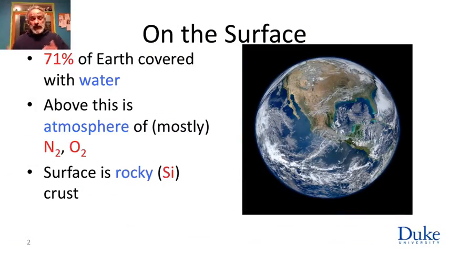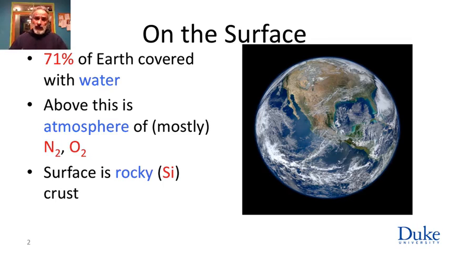So first thing you see when you look at Earth is that most of its surface is covered with liquid water. As we know, that means that it has an atmosphere because liquid water can't exist without it. And indeed, the Earth is covered with an atmosphere, mostly nitrogen, about 20% molecular oxygen. And then below both of those is rocky surface, a crust, which is made mostly of silicates.